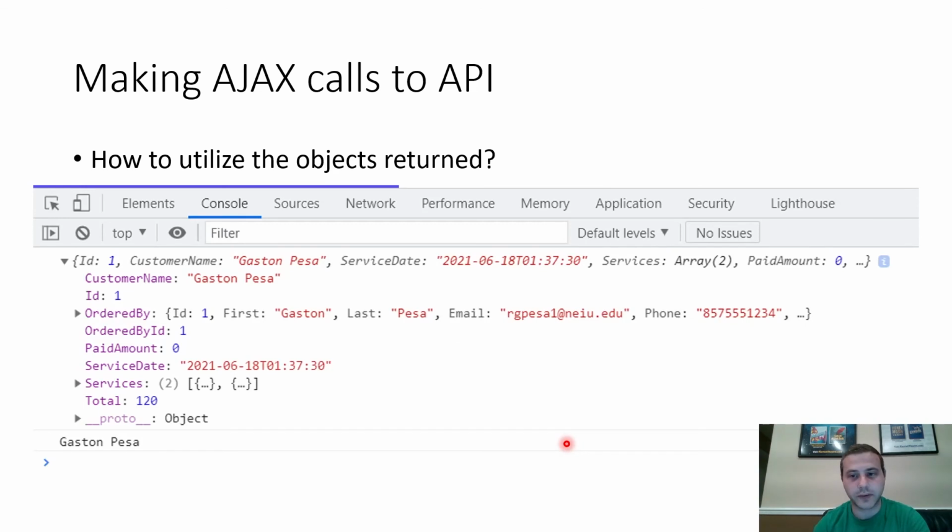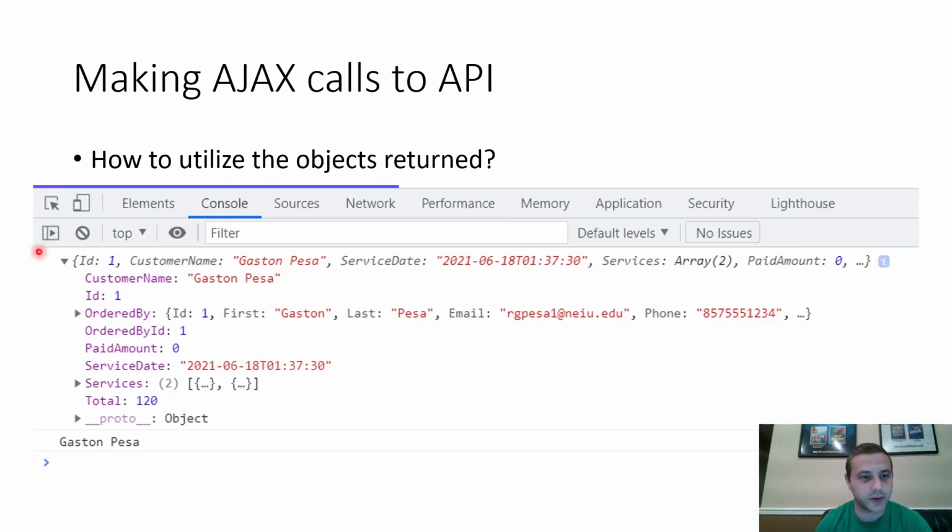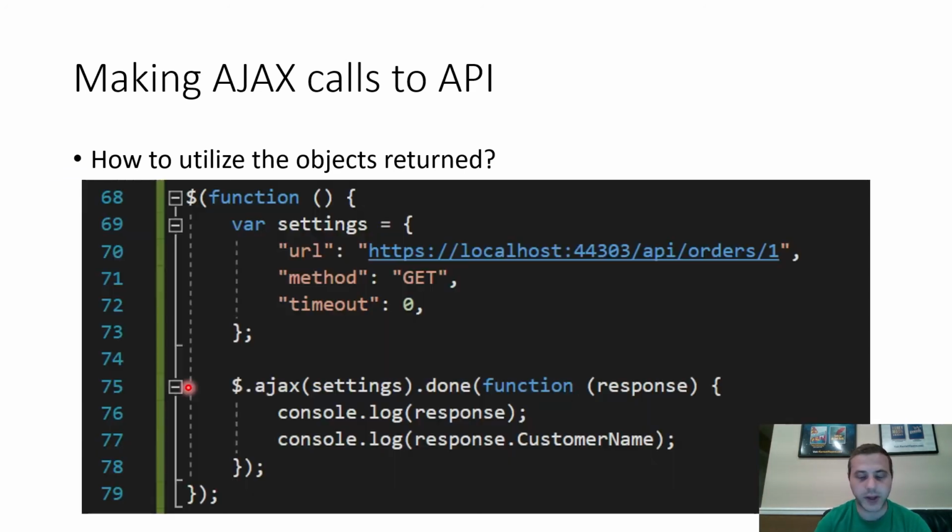So let's go to the next screenshot here. You can see here that this is the execution of the console logs. So here you can see that it console logged the order. Here it is, and I expanded it, and you can see customer name here, ID, ordered by, the order ID, these two are associated, the paid amount, service dates, all the services associated to it, and the total. So that is this line 76 right here, this console log.